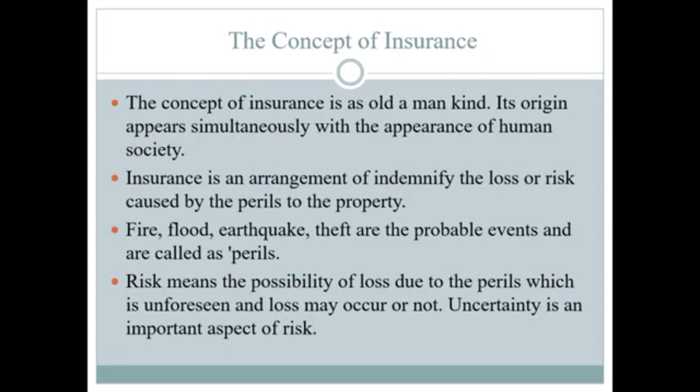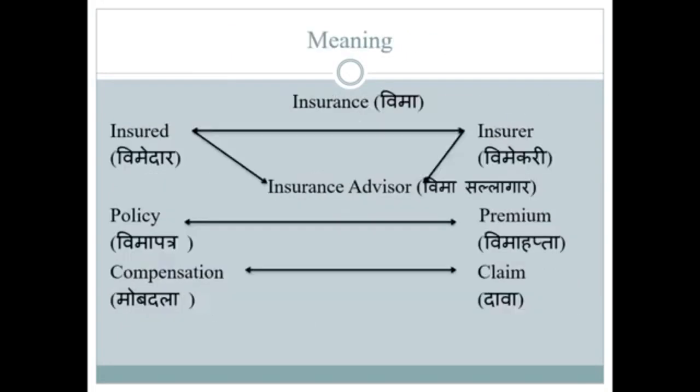Risk means may or may not happen, but uncertainty means some unforeseen or unexpected things which do happen, which you can't estimate or forecast even. So whenever we consider insurance, insurance is an arrangement through which the loss or the risk to the property is indemnified. Then let's see the meaning of the term insurance.